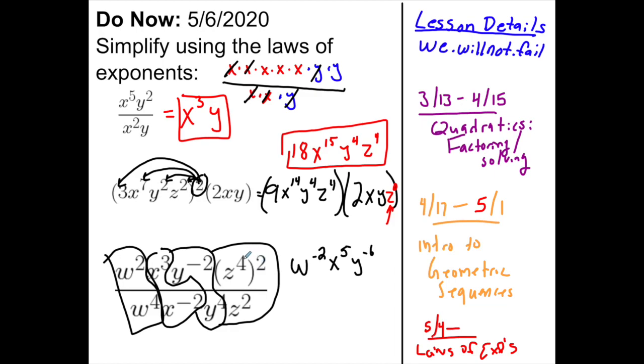And then we have to take one quick step here. So this is z to the fourth squared. That's z to the eighth, because you multiply a power to a power. So we have z to the eighth over z squared. That's z to the sixth.